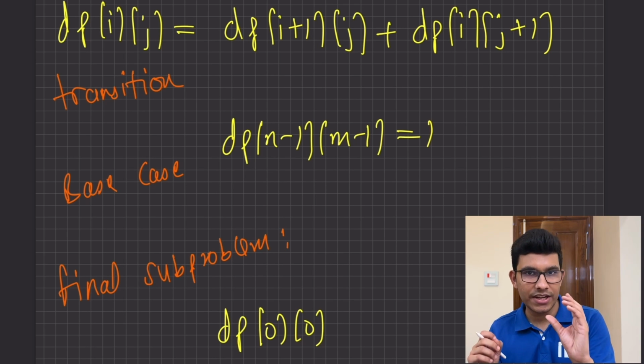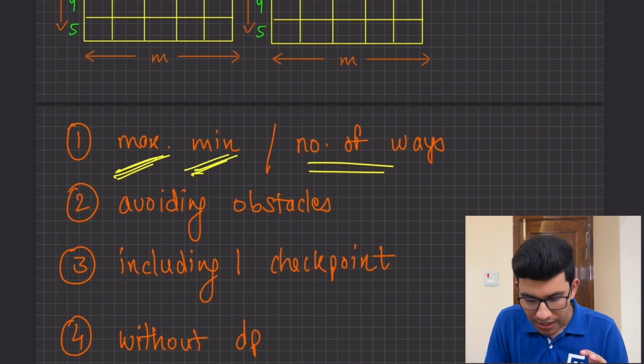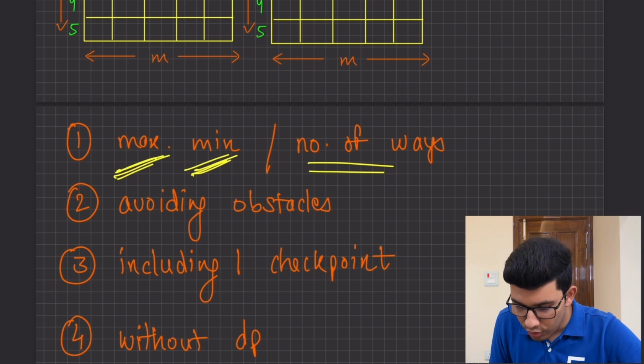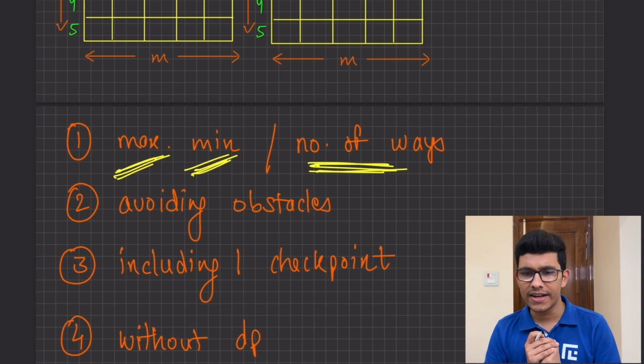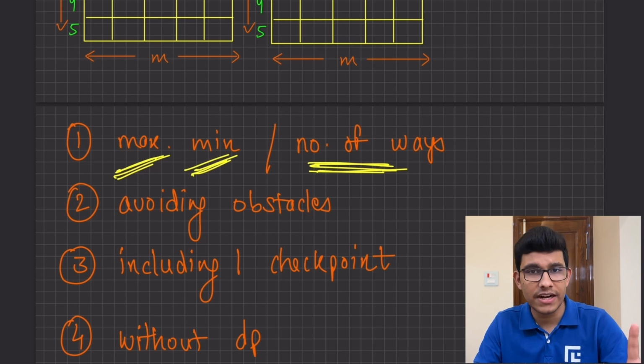So we've looked at three variations here, right? We've looked at minimum and maximum. How do you find the minimum or maximum path from 0, 0 to n minus 1, m minus 1? We've also looked at the number of ways, and we've seen a very obvious DP state here. It is not some magical stuff that we're doing here. All of these things are very, very logical.